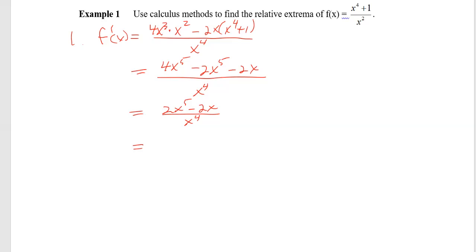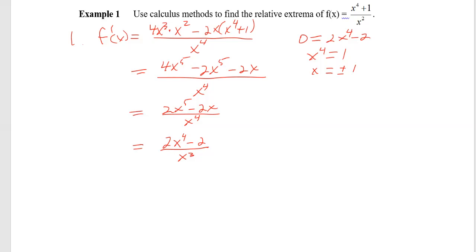We're going to divide out that x, though. We won't lose the fact that it's undefined there. So we'll have a 2x to the fourth minus 2 over x to the third. Okay, now we set it to 0 to find the critical numbers. So that gives me this, which gives me x to the fourth equals 1. So x is plus or minus 1. Those are the two real solutions.